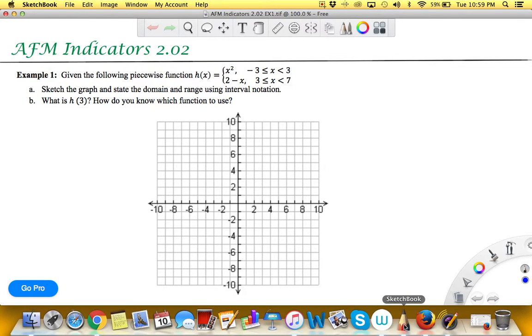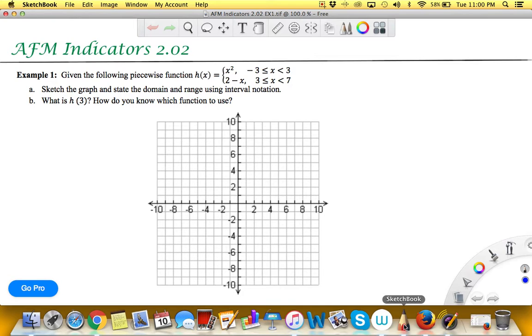Once again, we're with the Advanced Functions and Modeling Indicators. This time we're working with Standard 2.02 and we're doing Example 1. Now, the AFM Indicators is a document released by the North Carolina Department of Public Instruction, and the State Department says that if students can answer these questions, then they are definitely well prepared for their North Carolina final exam. So let's get right into it.